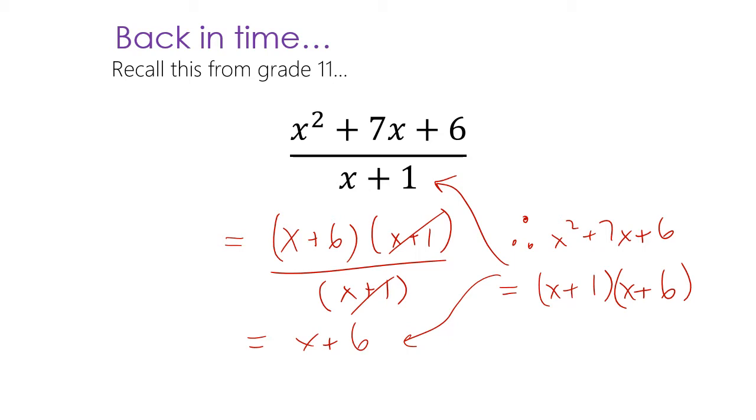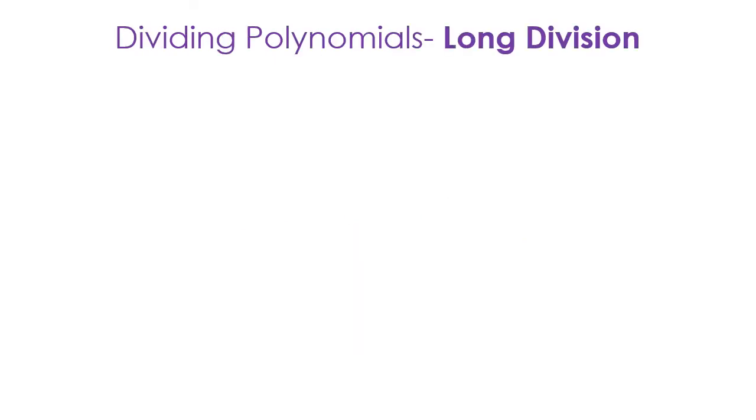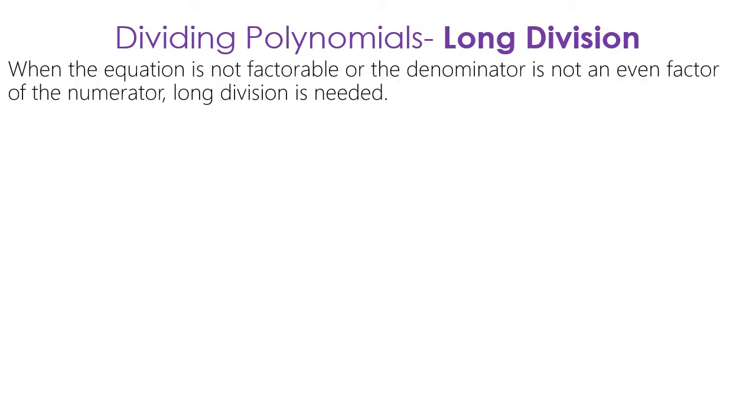Now in grade 11, everything always factored nicely and you were able to at least do some canceling for almost every question. Obviously, not every question is going to factor nicely and work out nicely. And that's where we're going to come in today with dividing polynomials using long division. So when the equation is not factorable, or the denominator is not an even factor of the numerator, like it always was in grade 11, long division is needed.